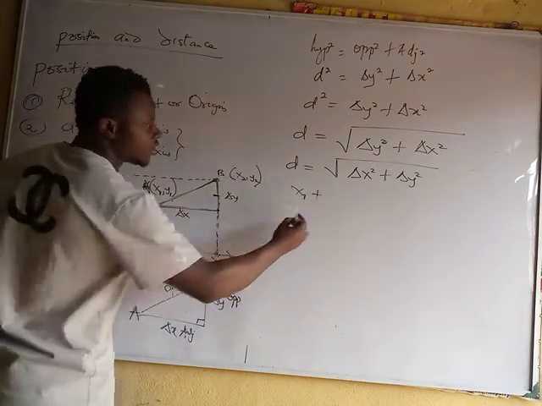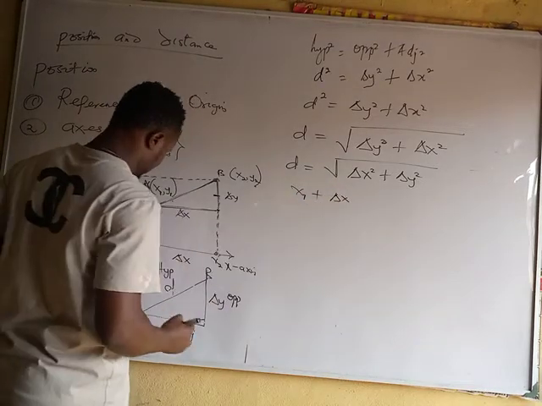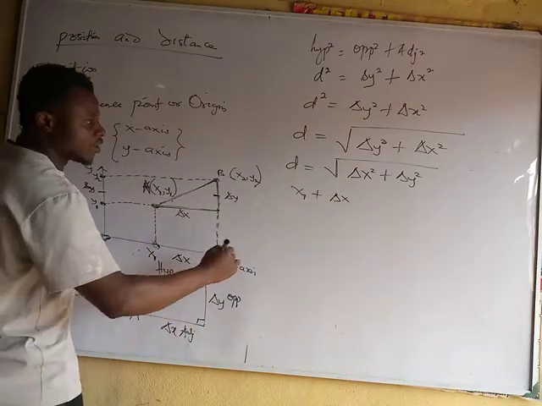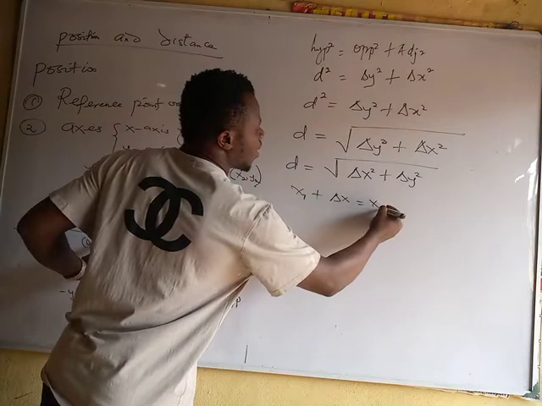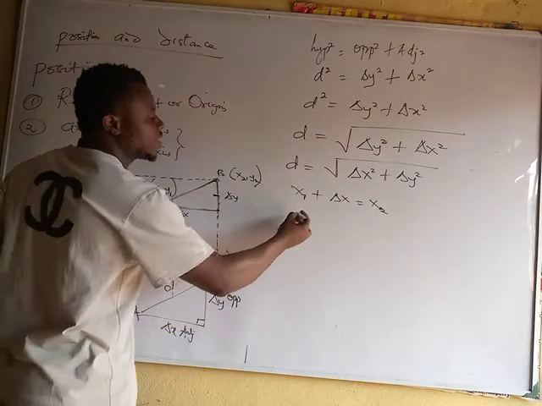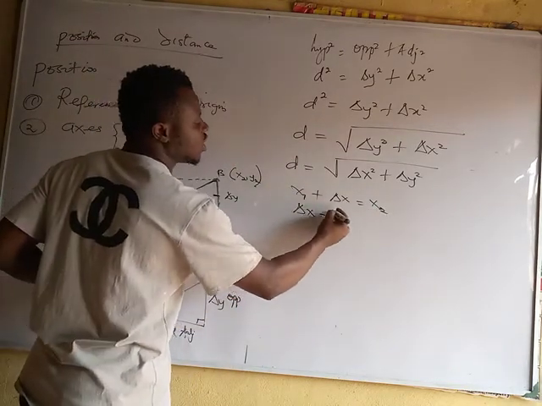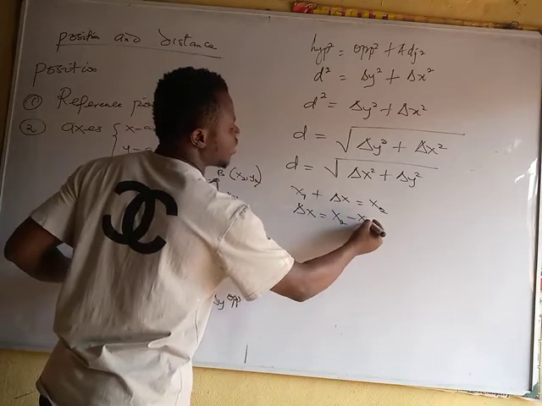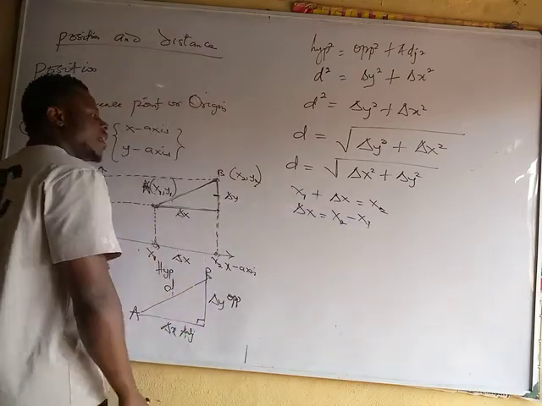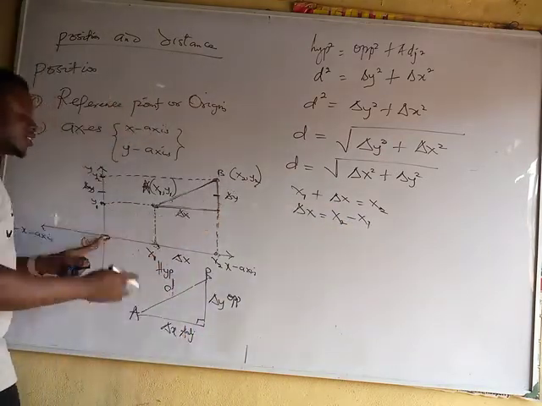So I can say from this diagram, we can see from here to here is our X1, plus from here to here is our change in X. Then from here to here is our X2. So how can I get our change in X? Our change in X is equal to X2 minus X1. Then this is for the X axis.